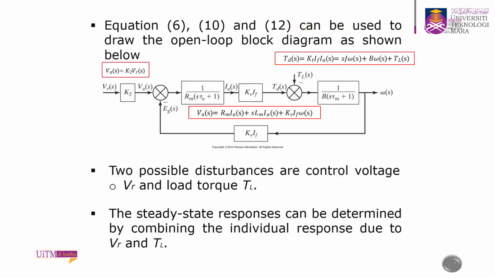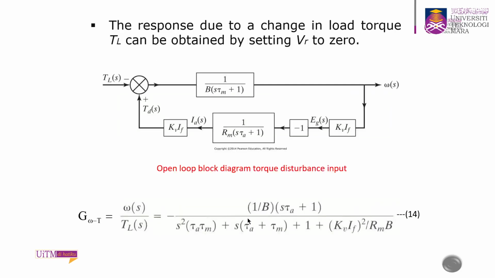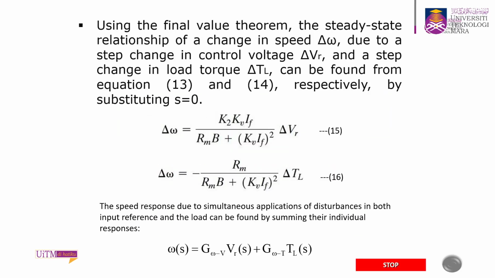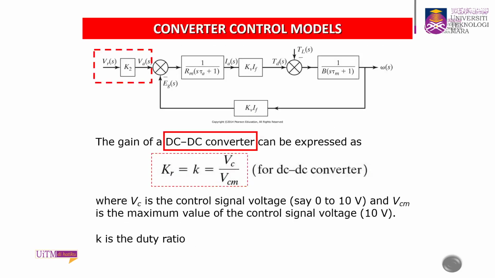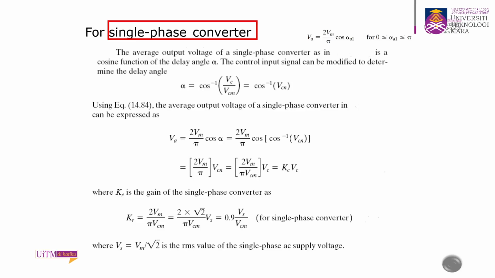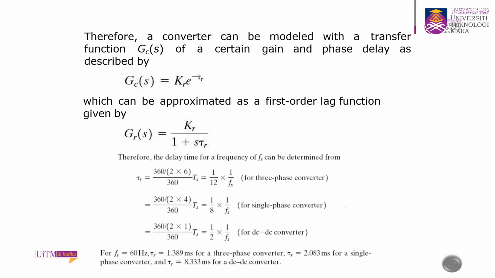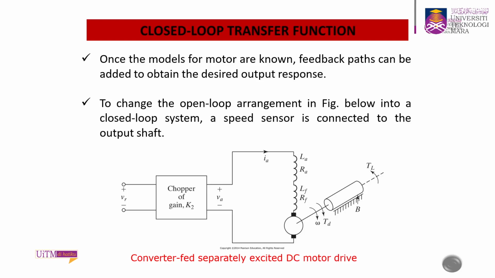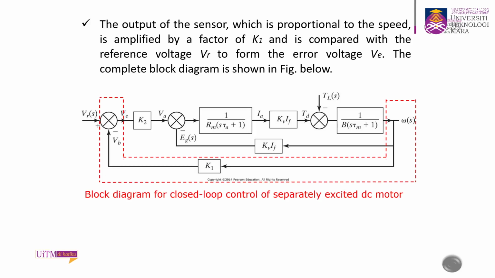We did discuss this until we continued with converter control models. This is a DC-DC converter. Then we look into the single phase converter and three-phase converter, and this is the transfer function of the converter. And then we look into the closed loop transfer function, in terms of the feedback. We have the speed feedback, and then K1, which transforms into VB, and then it is compared with the reference voltage, as I mentioned earlier.